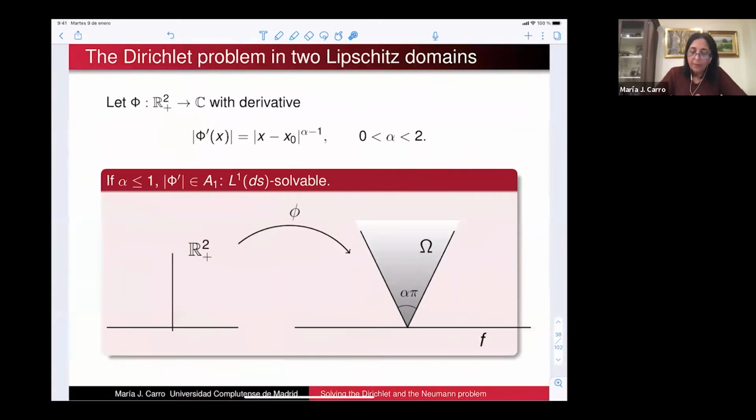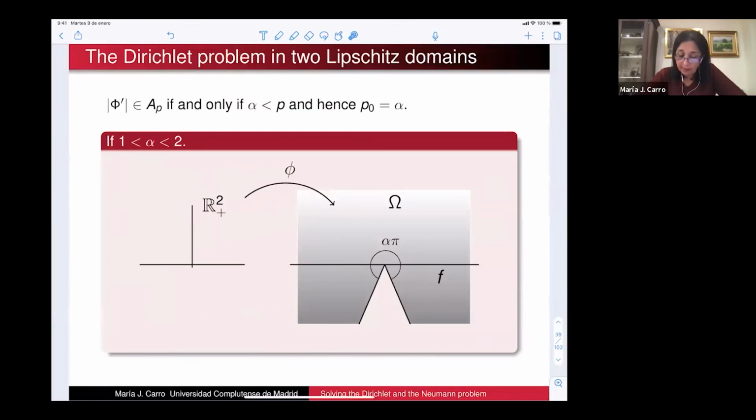Okay, so let me give you two examples of a Lipschitz domain. If the Lipschitz domain is given by a cone of aperture alpha, and this alpha is less than or equal to 1, then it's very easy to compute the Jacobian, and therefore it is very easy to see that the Jacobian is a weight in A1, and therefore in this domain the Dirichlet problem is solvable in L1, and of course in LP for every P bigger or equal than 1. However, if the aperture of this cone alpha is strictly bigger than 1 and less than 2, then it happens that phi prime is in AP if and only if P is bigger than alpha, and therefore P0 is exactly equal to alpha. And according to Carlos Kenig's theorem, in this domain that we have here, the Dirichlet problem is not solvable in L alpha.